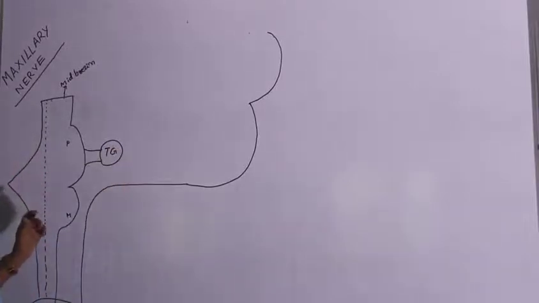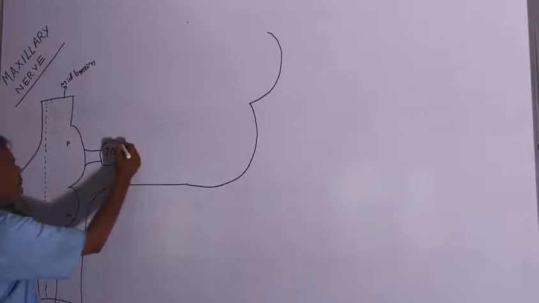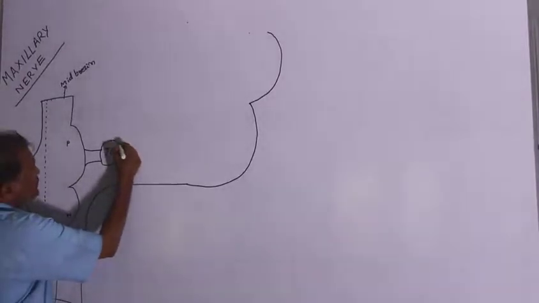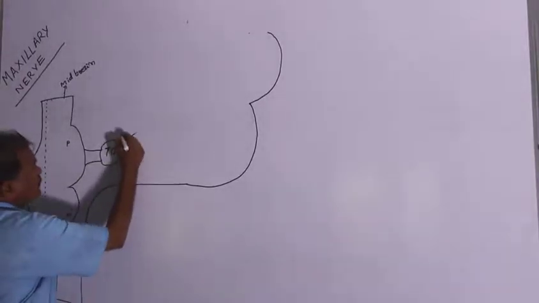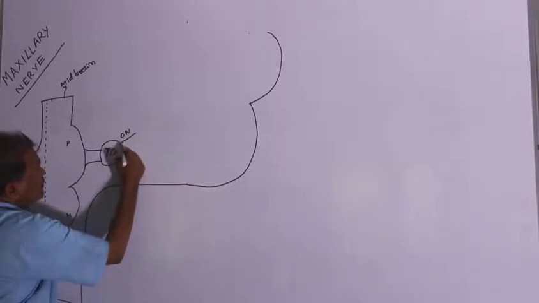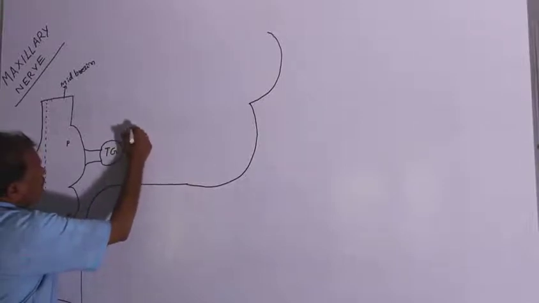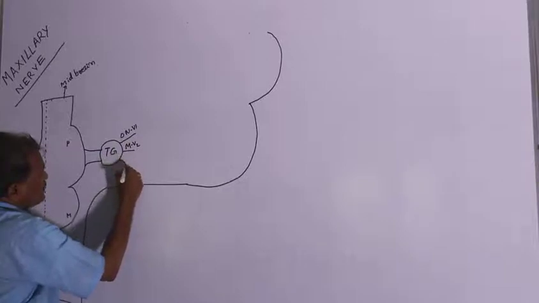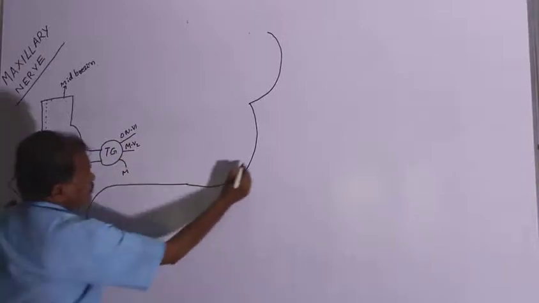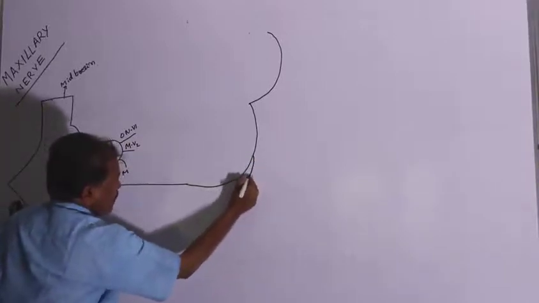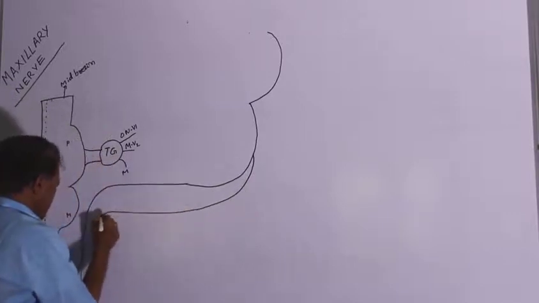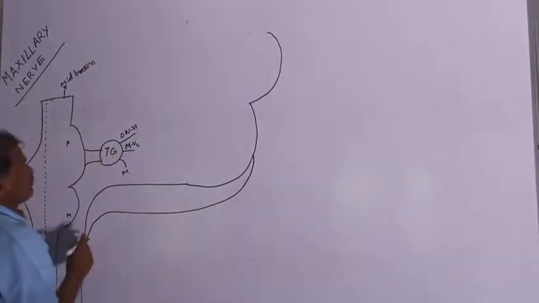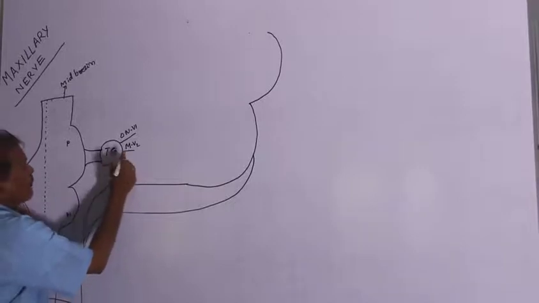This trigeminal ganglion gives three branches. This one is the ophthalmic nerve V1, this one is the maxillary nerve V2, and this one is the mandibular nerve. So here, what happens with this mandibular nerve?